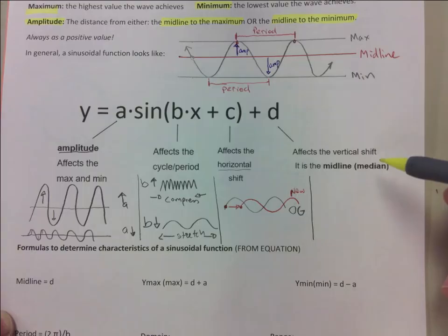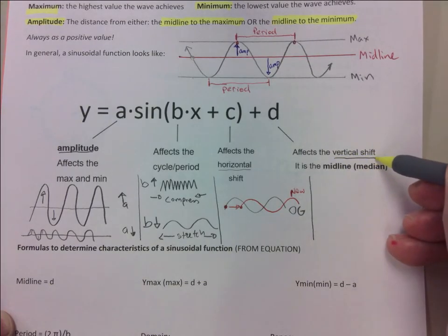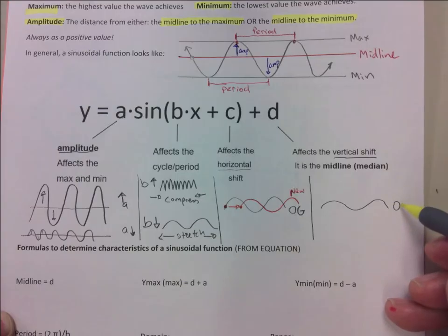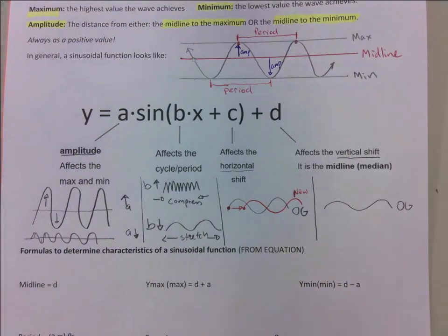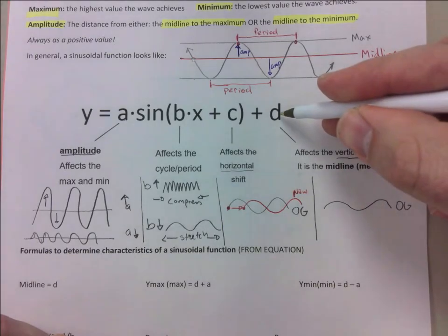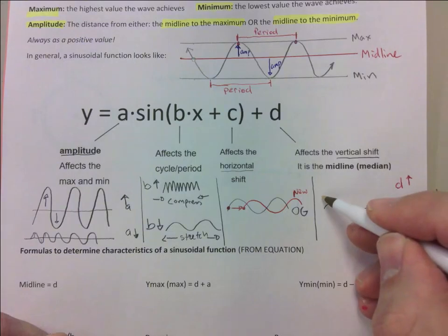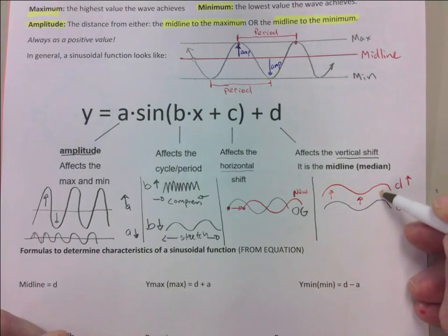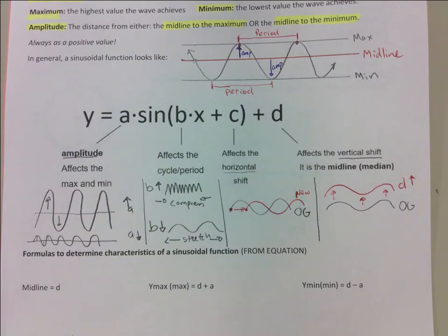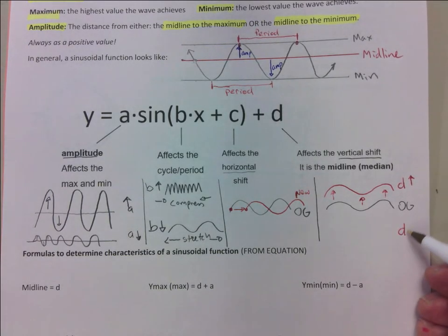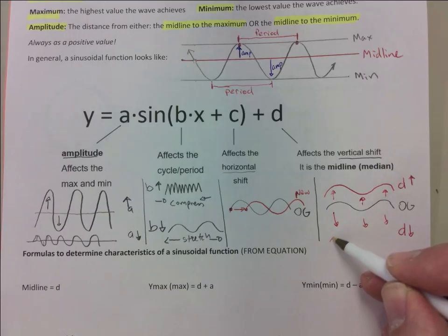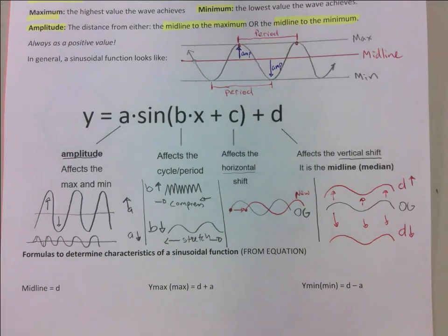And the last one causes a vertical shift. So if this is the OG, and you were to increase D, the whole thing will be shifted upwards. Like the whole thing gets pulled up. If you decrease D, it will cause everything to go lower. It'll literally shift everything up and down if you change it.